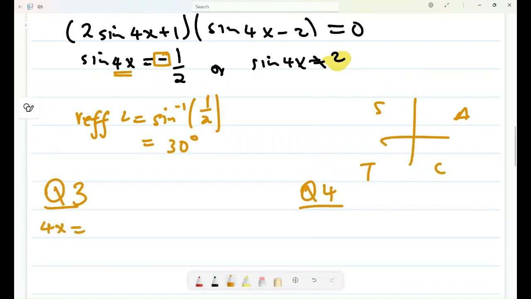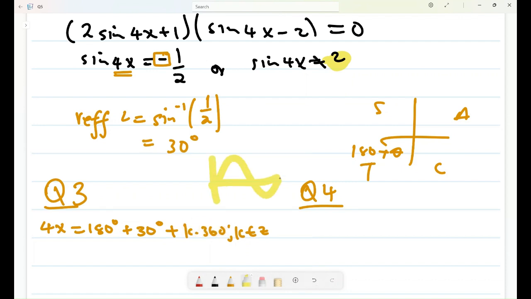4x is equal to, on quadrant 3, what do we say? Remember, you say 180 plus the angle. So in here, we're going to say 180 plus, what is our angle? Our angle is this one, 30 degrees, plus k times 360. Remember, k is an element of integers. Now, if you're still wondering why we use 360, it is because our sine graph takes a period of 360 degrees to complete its wave.